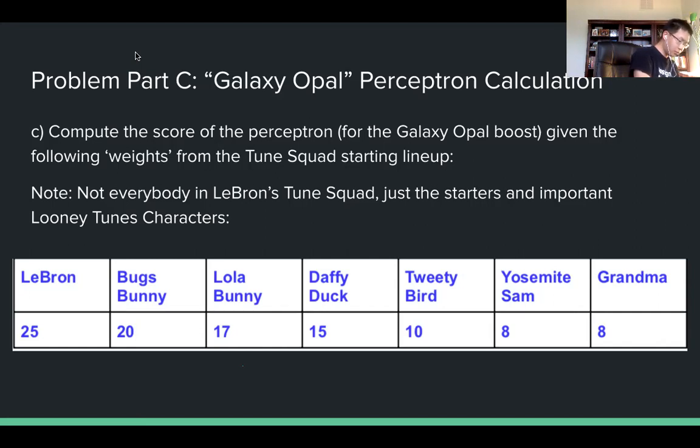Oh, and by the way, to clarify something. Once again, for this backprop, all weights are one. All weights are 0.5, just to clarify the backprop. You can use a calculator for this as well.